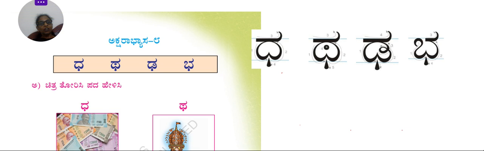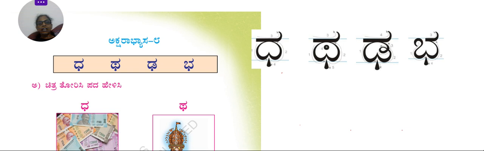This is a continuation of our basic Kannada alphabet series. We will be looking at lesson 8 from the Savi Kannada grade 1 part 1 textbook, and this lesson, Aksharabhyasa 8, is on page 71. Now let's look at the alphabets. There are 4 alphabets in this lesson.